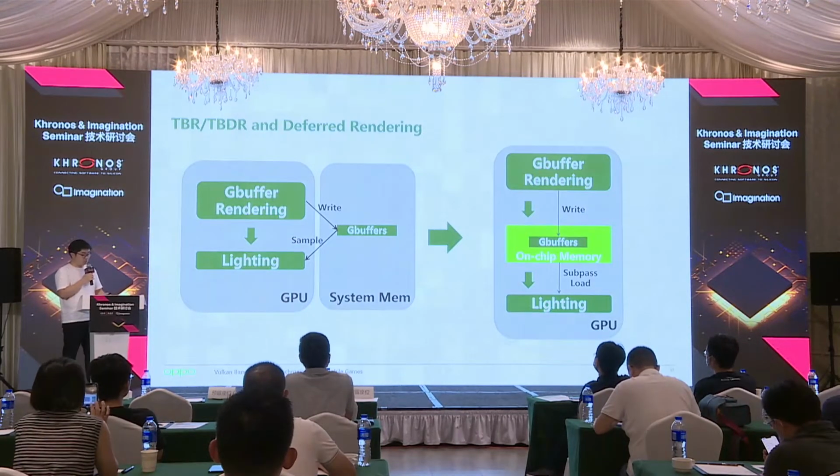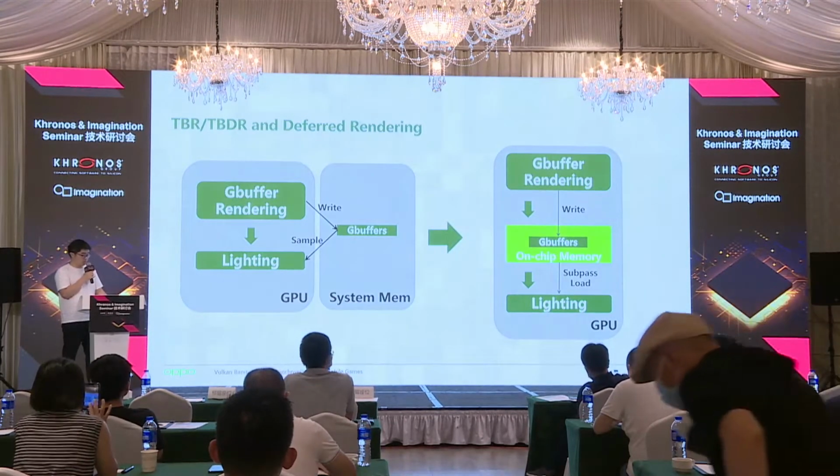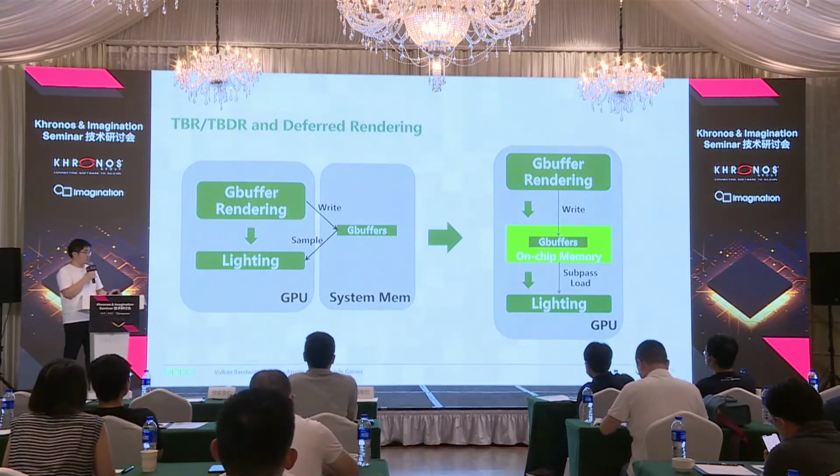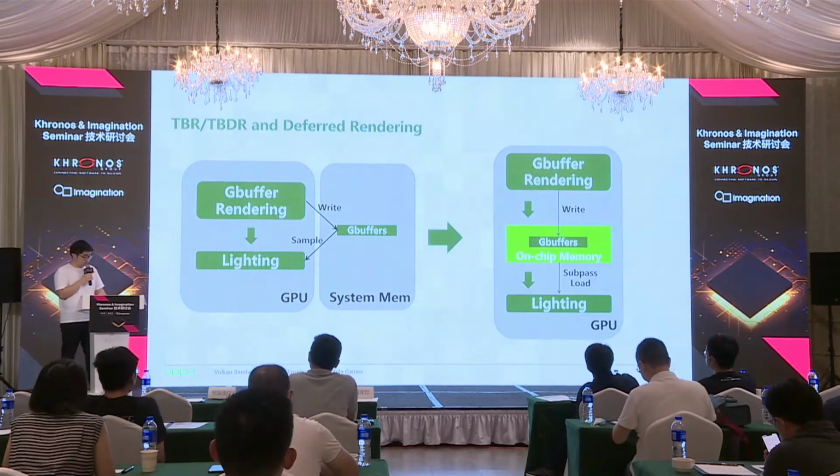So we can just use the G buffer and store it on-chip memory. In the subpass and the subsequent lighting stage, we can just read the G buffer directly from the on-chip memory. So we can save the two consumptions of saving in the memory and sample.